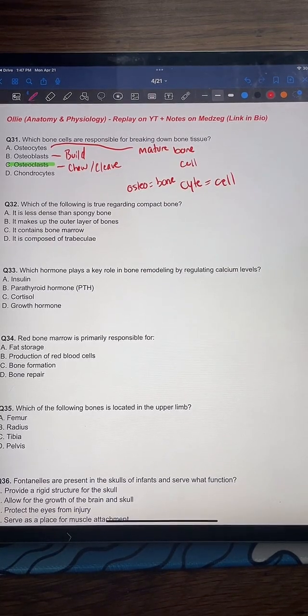Number 32, which of the following is true regarding compact bone?